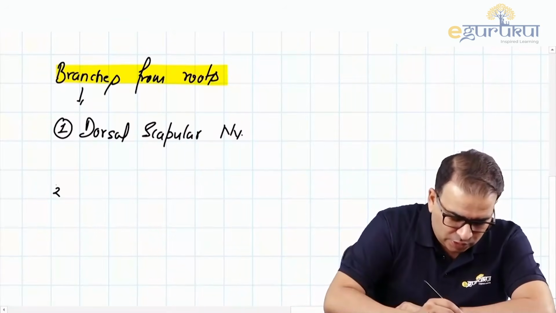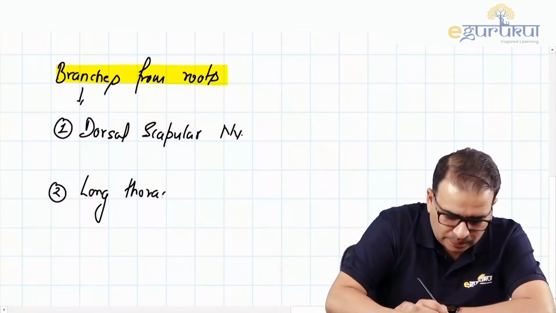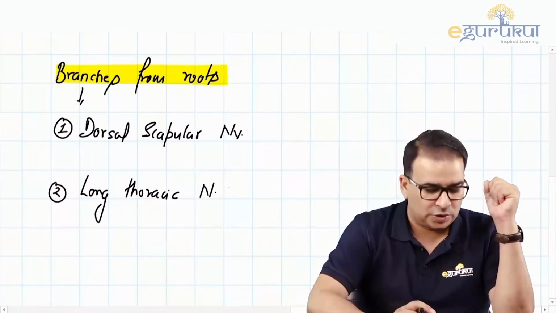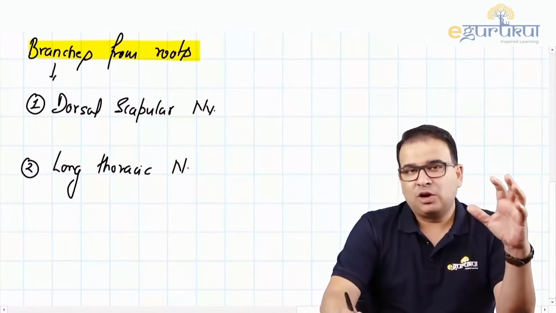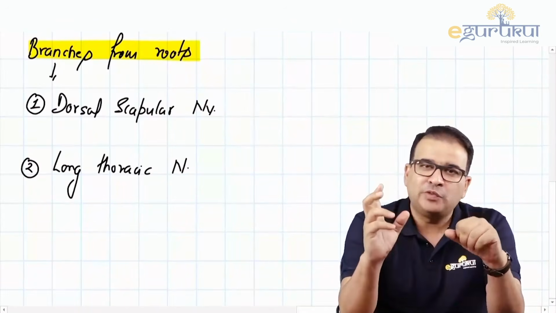And the other nerve we talked about was the long thoracic nerve. Dorsal scapular nerve and long thoracic nerve. See what they're going to supply, and I want you to think about it. Both these nerves are coming from which part of the brachial plexus?